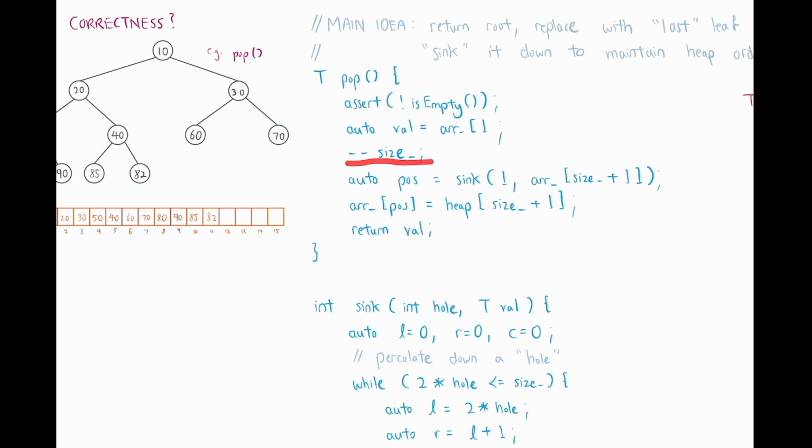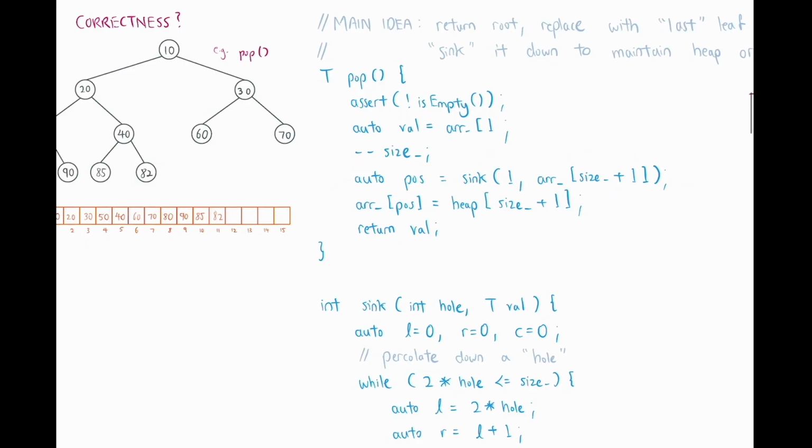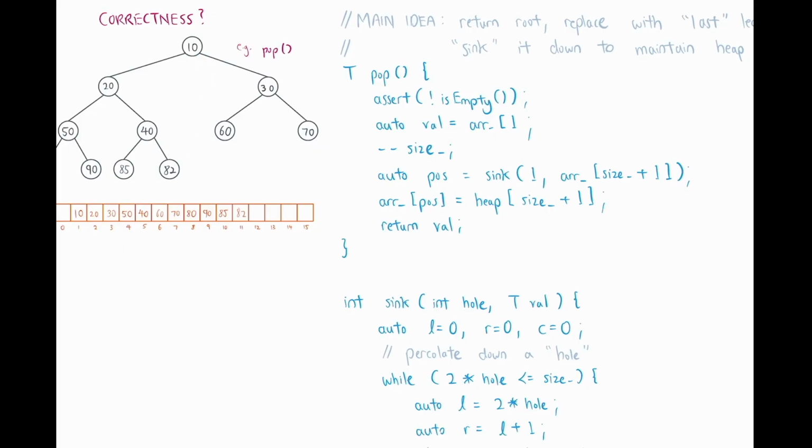You will minus the size, obviously, because you're popping, and then you will sink the thing that you will replace. Just now we were saying, replaced by the last element. So the last element is here, as you can see. And this particular thing is, as usual, the hole, because we're starting the hole at the first item of the array. The array starts with 1 for our simplicity's sake.